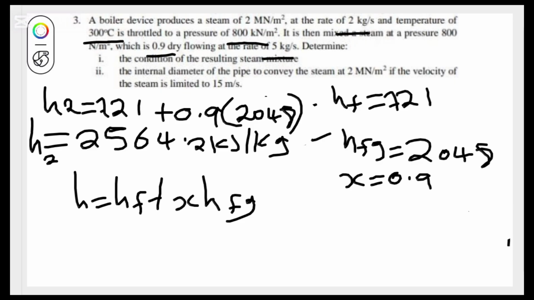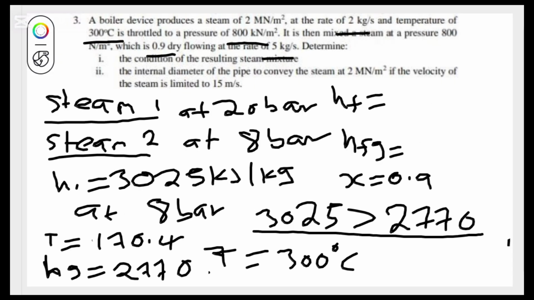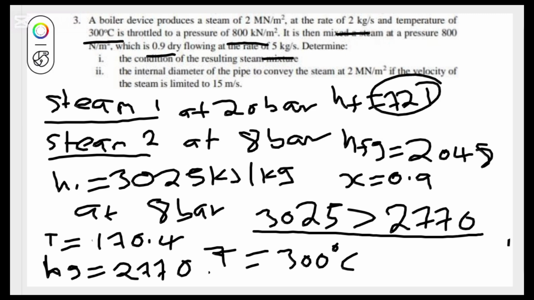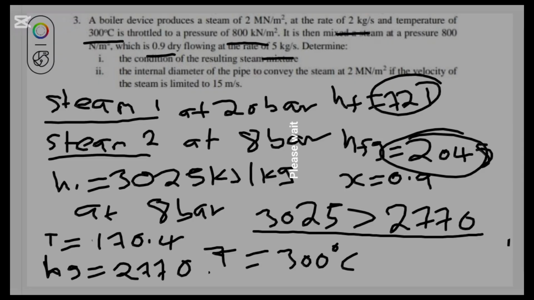The reason why I say it's H2 is that I use the second steam table, and therefore I use the second dryness fraction, because the dryness fraction that I'm given is only for steam 2. So as you can see, our Hf is 721 kilojoule per kg, and we have 2048 as our Hfg. So I'm going to calculate H2. To calculate H2, I'm going to use this Hf. So let me have some space.